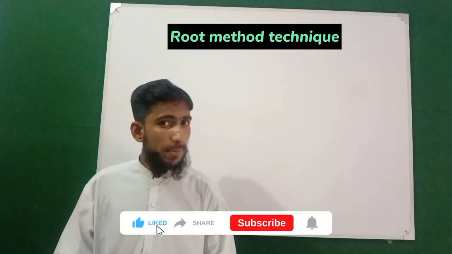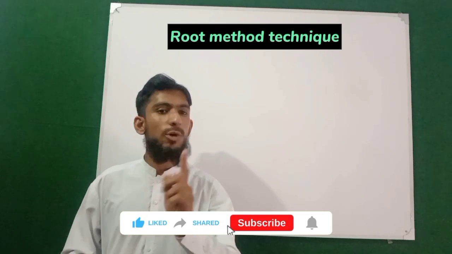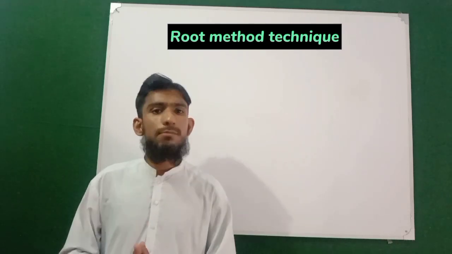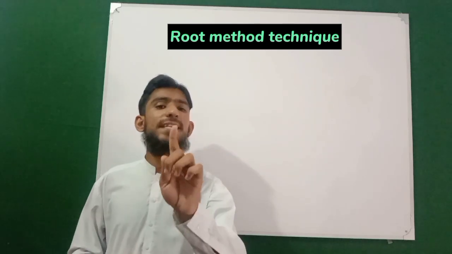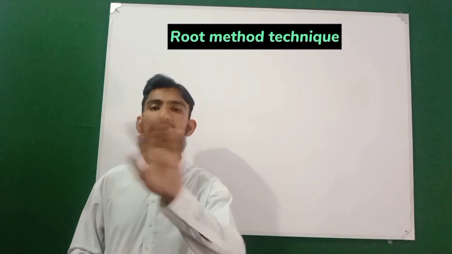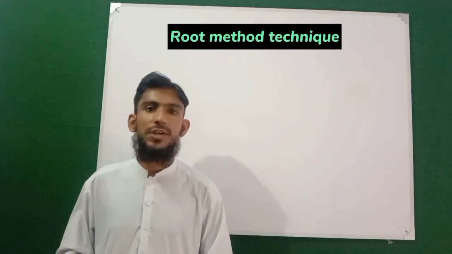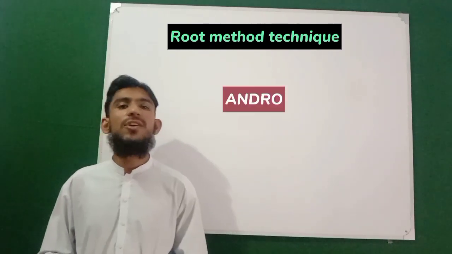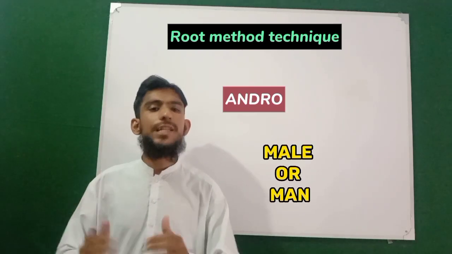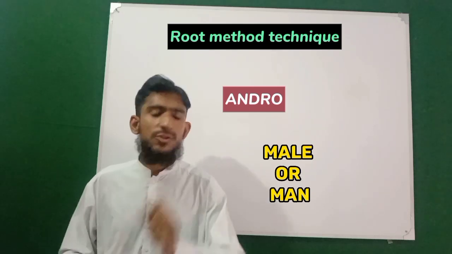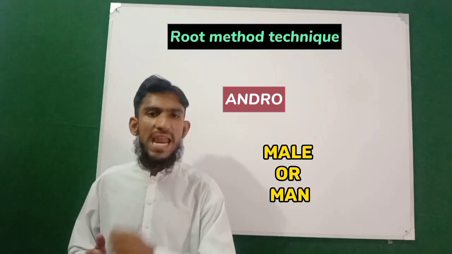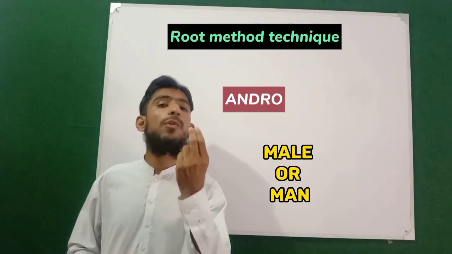So viewers, as I promised you, in this video our main focus is on the root method technique. In this technique, you just have to memorize 1 word, and from this single word, you will learn around 5 words. So how? Look, you will be seeing on the board, the word is andro, A-N-D-R-O, and andro means male. So you just have to memorize this single word, andro. Andro means male. So this is our root word.